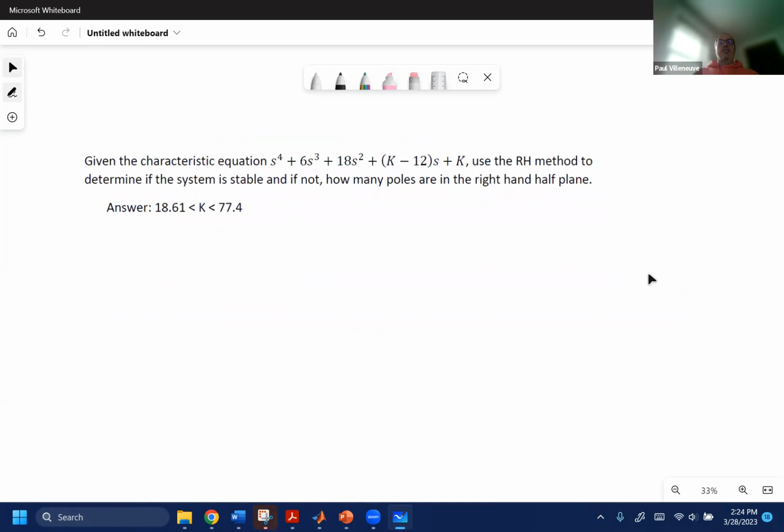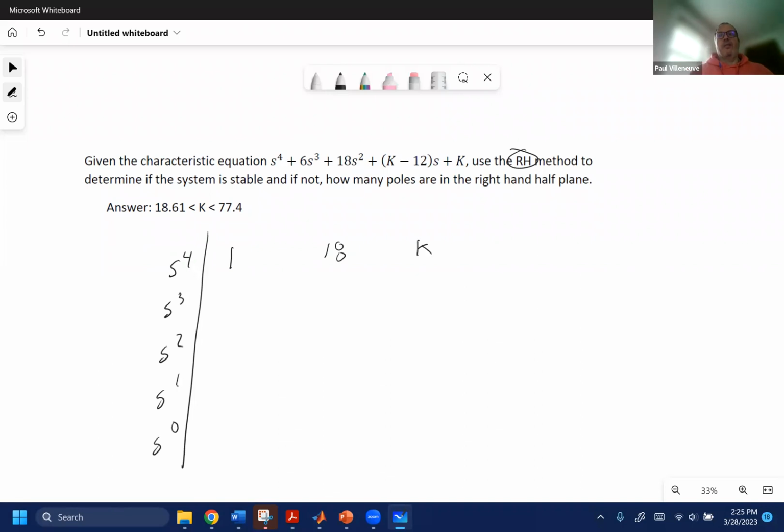Okay, so this is a Routh-Hurwitz, right? We have to do Routh-Hurwitz. So the first thing we do is identify the rows. Here's row s^4, s^3, s^2, s^1, and s^0. Here are our rows. Now we're going to start putting in our coefficients. We start off with the s to the fourth coefficient, then we move to the s squared coefficient, and then we move to the s^0 coefficient.